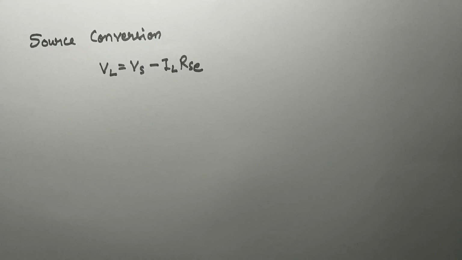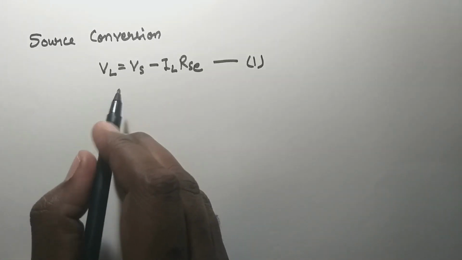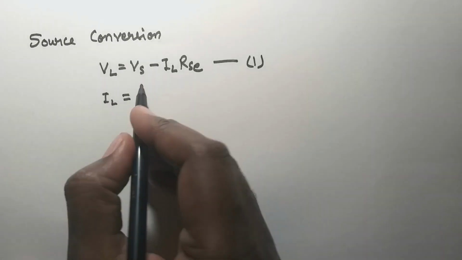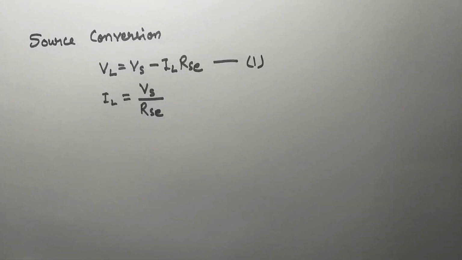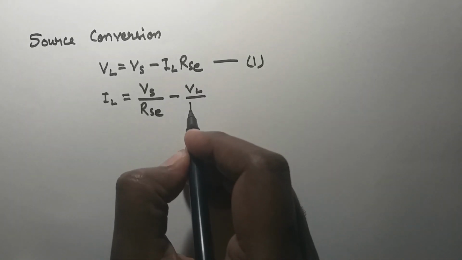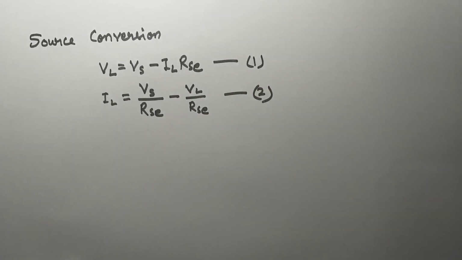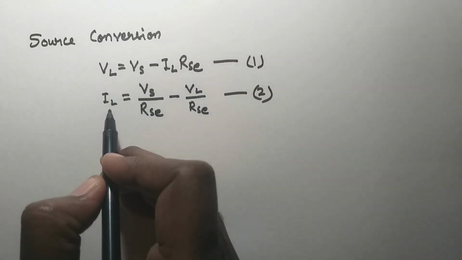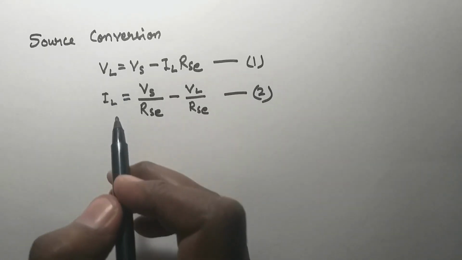We can name this equation as equation 1, and we can further write this equation in the form of IL as IL is equal to Vs upon RSE minus VL upon RSE. So we can name this equation as equation 2. So this is the characteristic equation of the voltage source, which has been written in the form of load current IL. So these two equations are same.